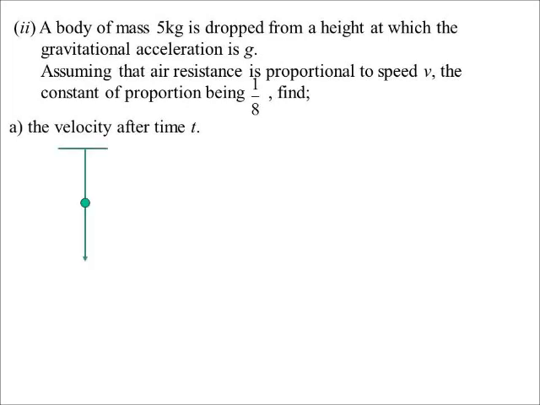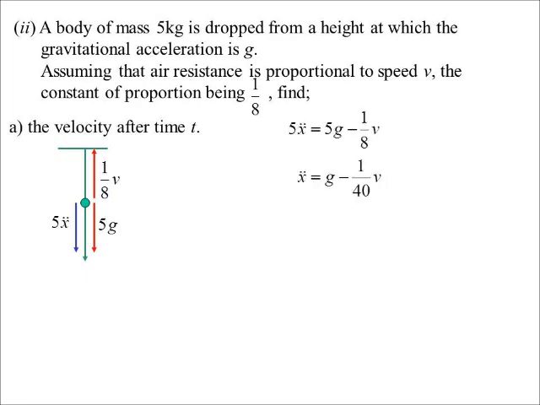Okay, so this time I'm going down, so there's good old Bob. So I'm going to define the resultant force. Instead of writing it as mx double dot, I've written it as 5x, but they told me the mass was 5. Force due to gravity, again, instead of writing mg, I've written it as 5g. Resistance, they've told me, is 1/8 of the velocity, the constant of proportion being 1/8. Set up my equation. Divide everything by 5, and I get g minus 1/40th of v.